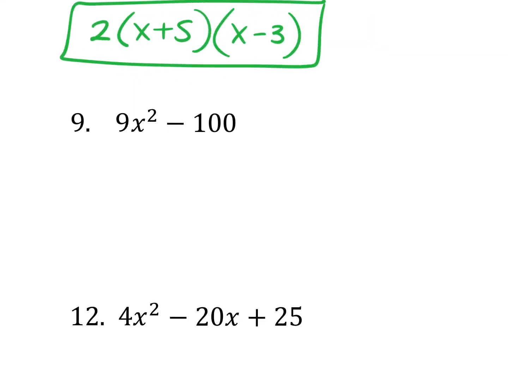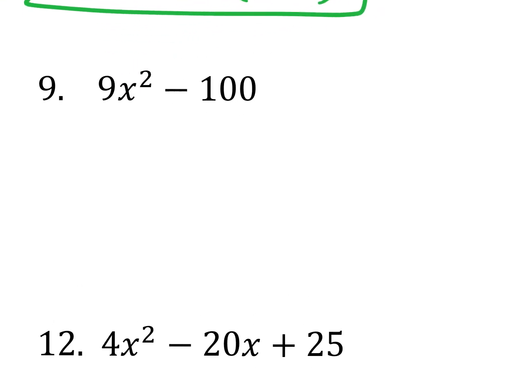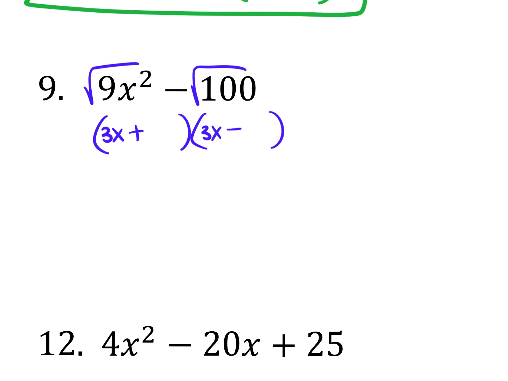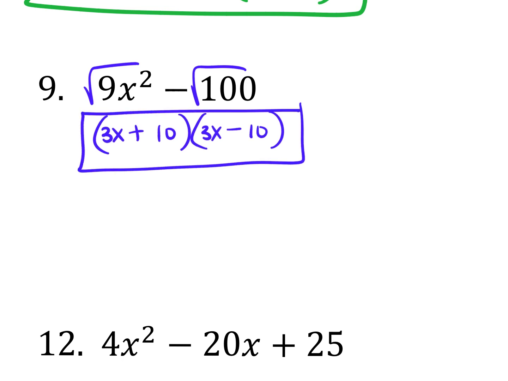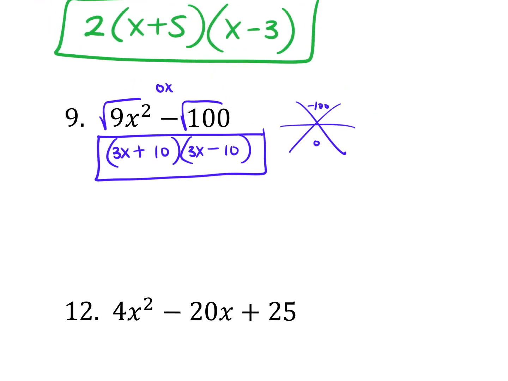On to number 9. This is a difference of squares. And if you remember, the shortcut for difference of squares is one is going to be plus and one is going to be minus, and you're going to square root both parts. So the square root of 9x squared is 3x. That goes in front. The square root of 100 is 10. That goes in back. And that's it. If you wanted to do star, you could say, what can I multiply to get negative 100 that I can add to get 0, because there's no b term there. But you don't need to.